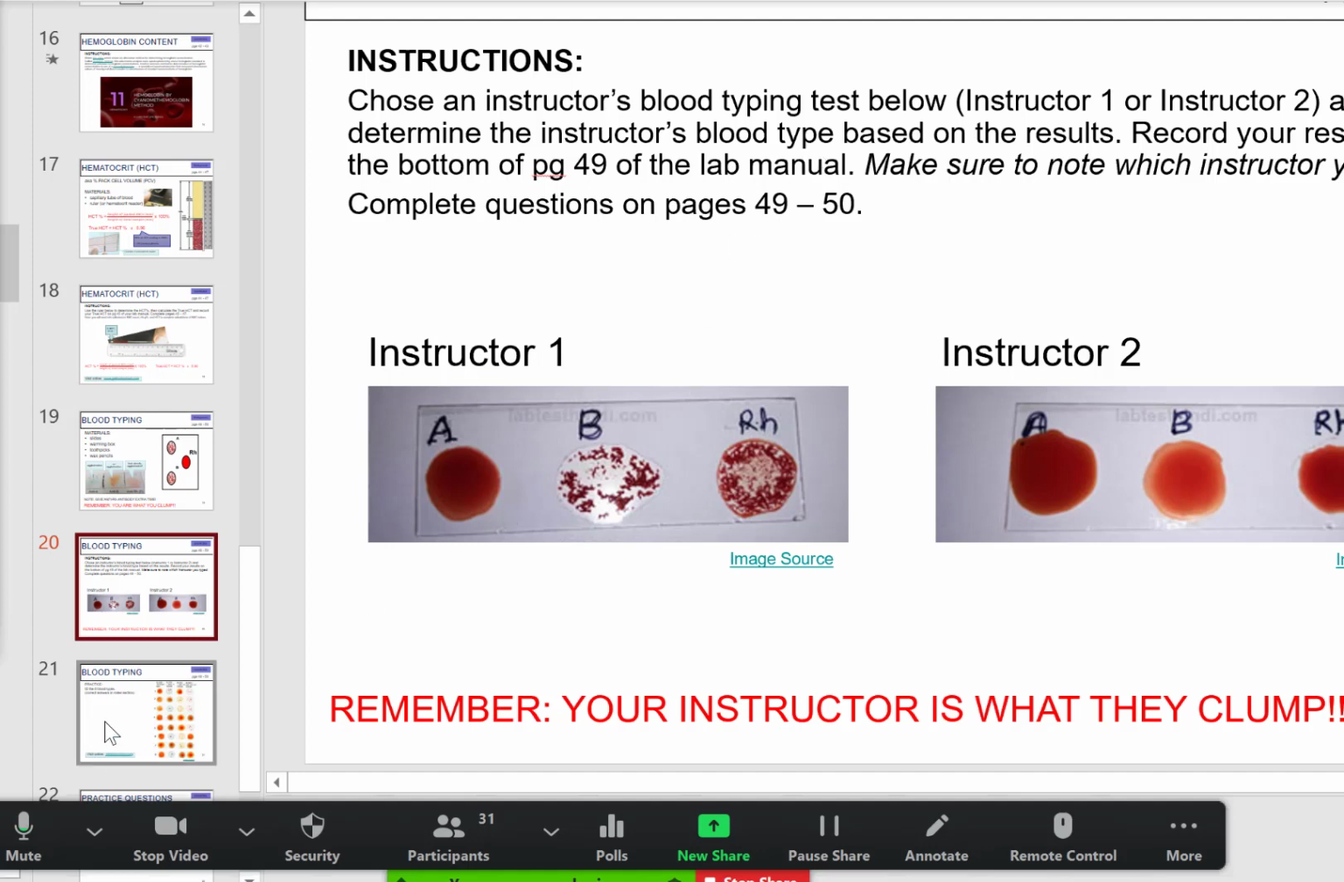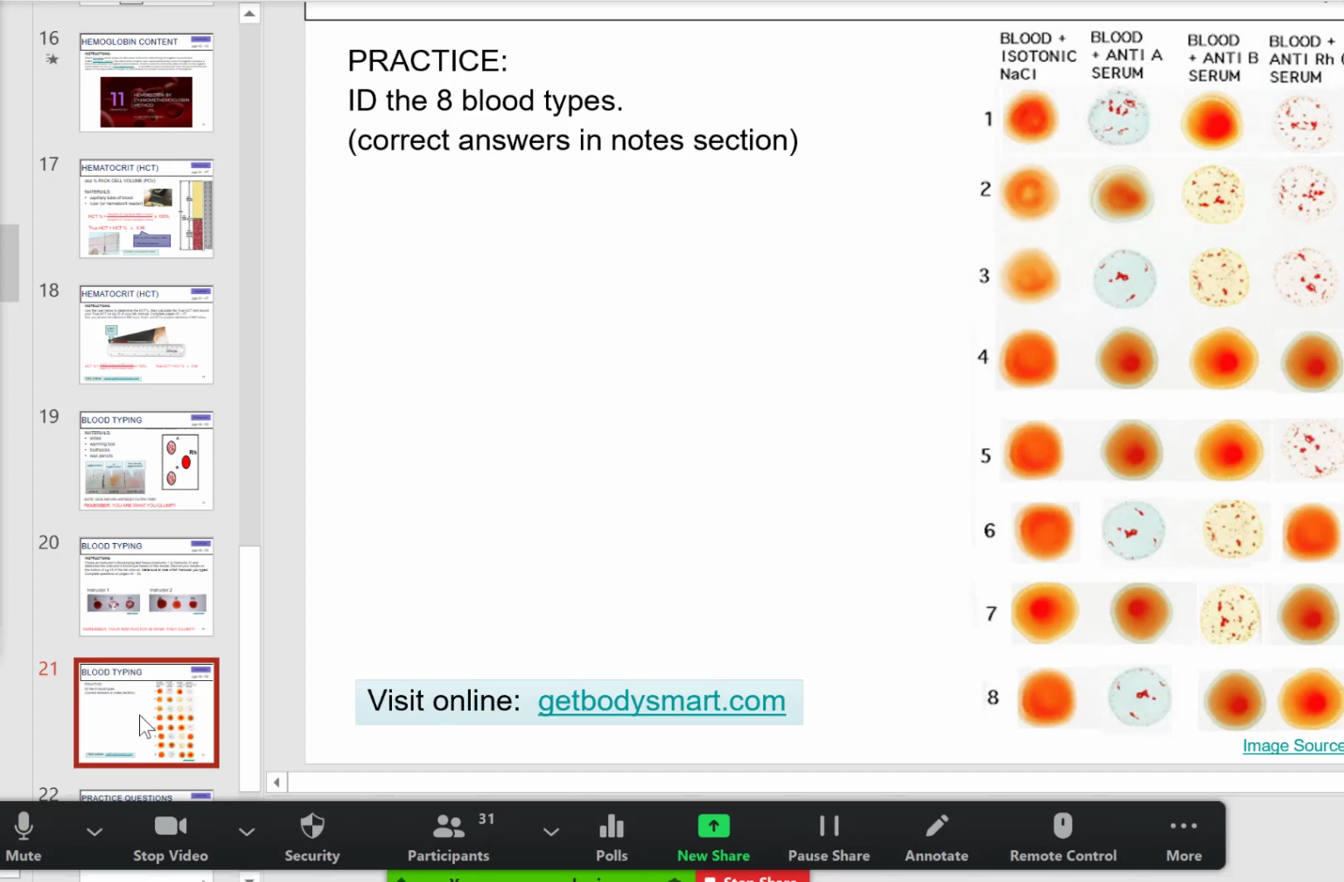Now, here's some more practice. Again, for your lab manual, Omar, since you asked, you're going to pretend you're taking instructor 1 or instructor 2's blood and pretending that it's yours and you're blood typing them. Here are 8 more samples to practice with, and you can determine the blood types of these 8 samples. And if you click on the notes section in this PowerPoint, you'll see the answers to these blood types.